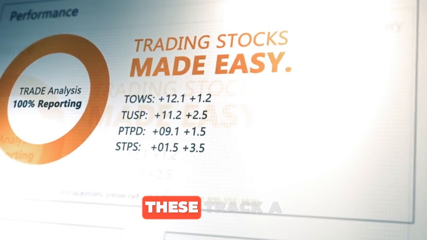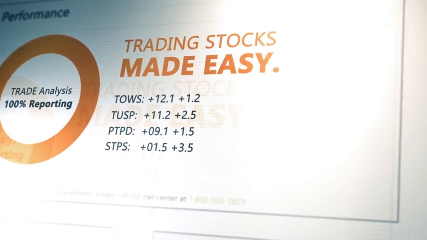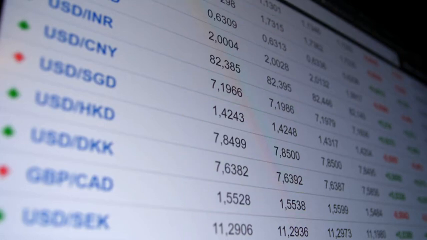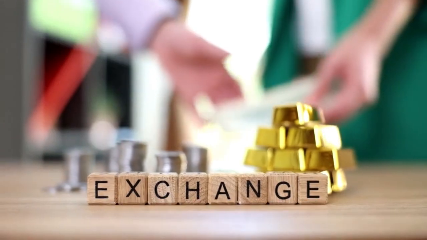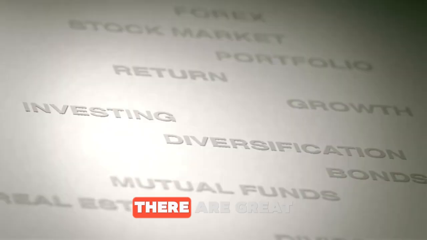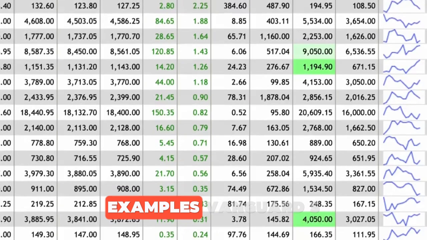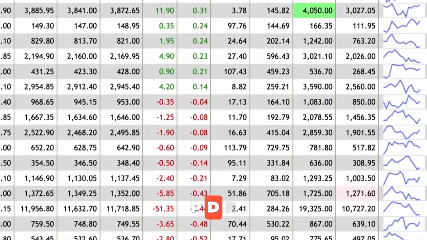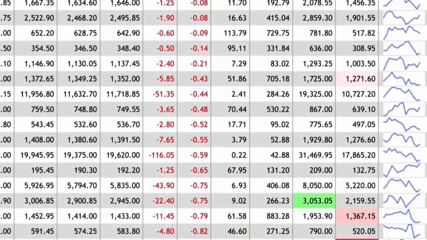Index funds. These track a specific market index, for example, S&P 500, and offer broad market exposure with low fees. ETFs. Exchange-traded funds. Similar to index funds but trade like stocks. They're a great way to diversify without buying individual stocks. Examples: Vanguard S&P 500 ETF, VOO, SPDR S&P 500 ETF, SPY.